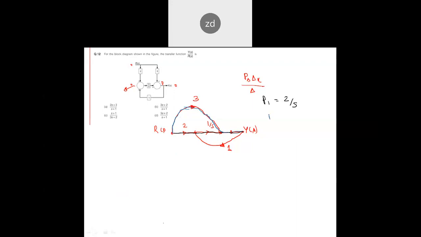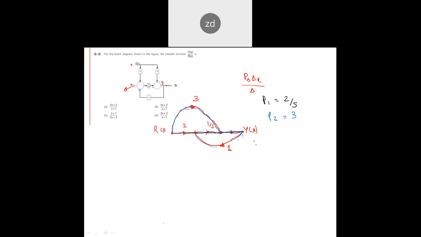So another forward path, that is P2, its value is 3. Now, which are the loops that I'm having? A loop is where I start at one point and come back to the same point. So I'm having only one loop, and you can see clearly the loop is this. This is my loop over here.